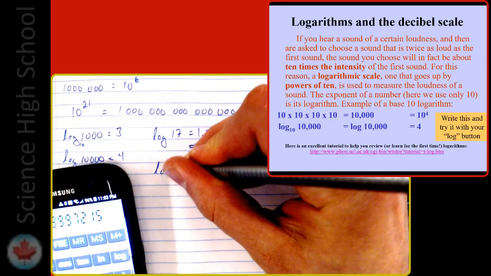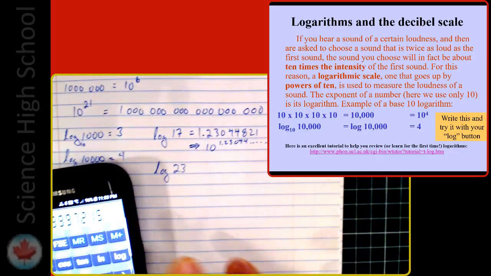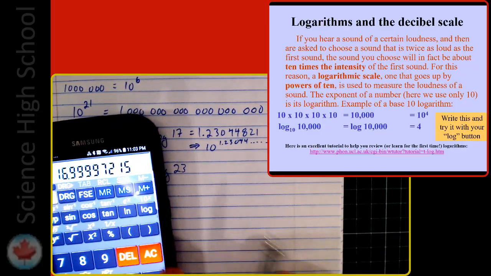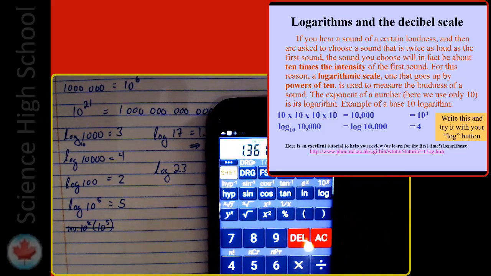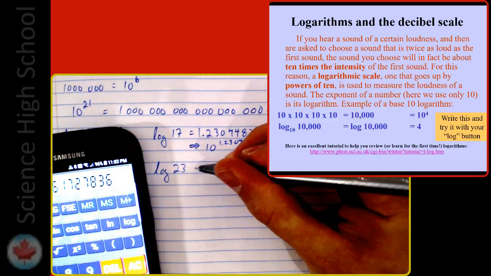What about this? If I had log of 23, love those prime numbers. Let's see. 23 logged gives 1.3617. All right, let's see.